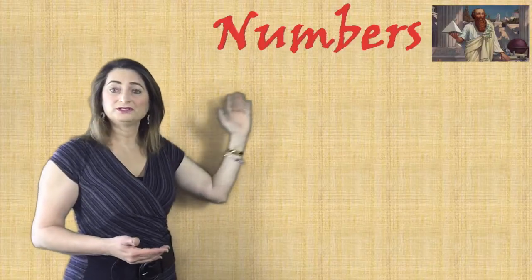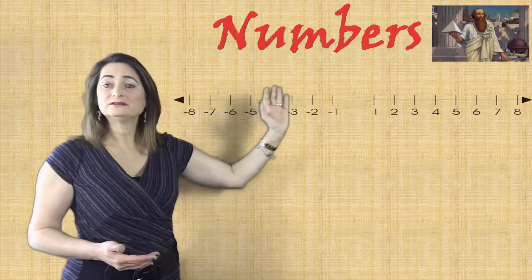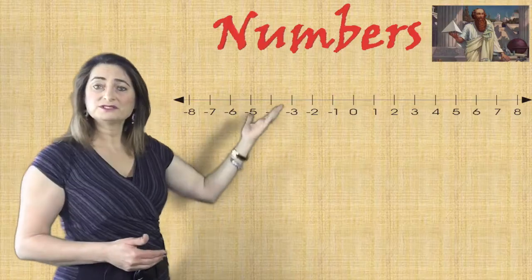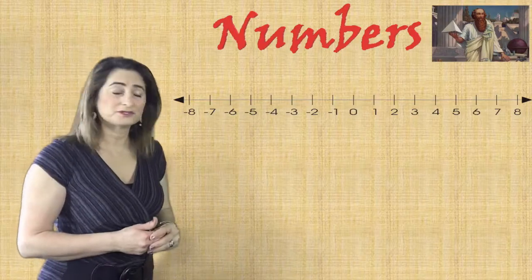Do you remember Pythagoras, the father of numbers, who said numbers rule the universe? So numbers are around us everywhere. And we know the number line that has 0 in the middle. You go to the right, that's the positive numbers. Go to the left, those are the negative numbers.